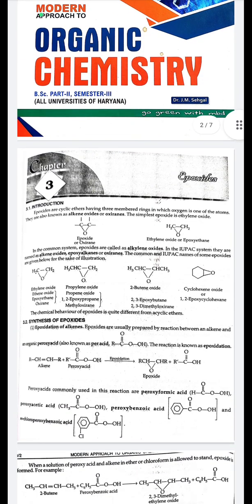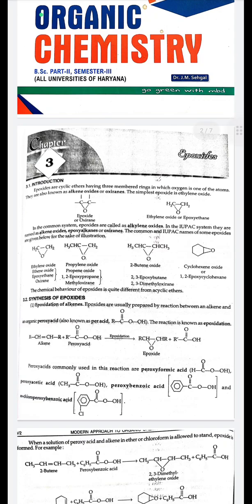So let's start. Article 3.1, Introduction. Epoxides are classic ethers having three-membered rings in which oxygen is one of the atoms. They are also known as alkene oxides or oxiranes. The simplest epoxide is ethylene oxide.